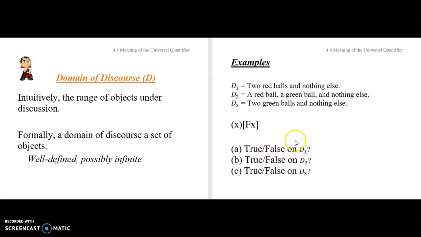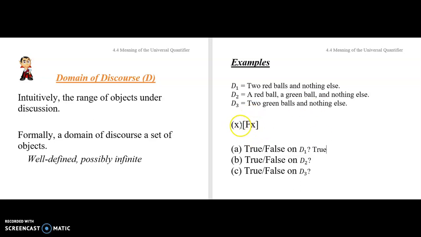Okay, so what you're supposed to be doing is thinking about this sentence, "everything is red," and wondering whether it's true or false on a domain of discourse where there are two red balls and nothing else. And the answer there is that yes, the sentence is absolutely true there.